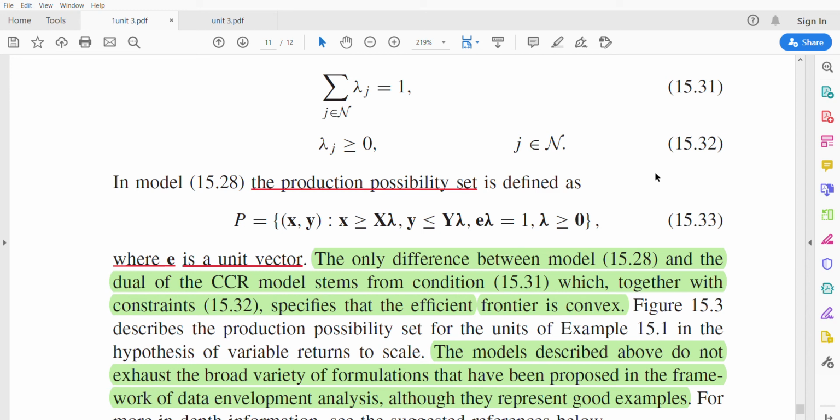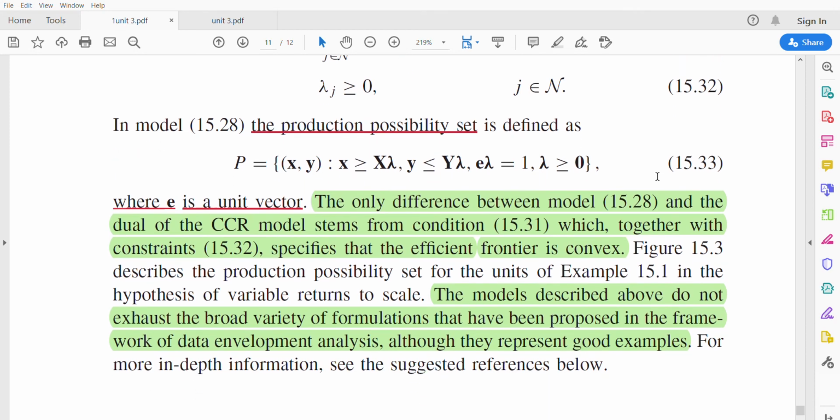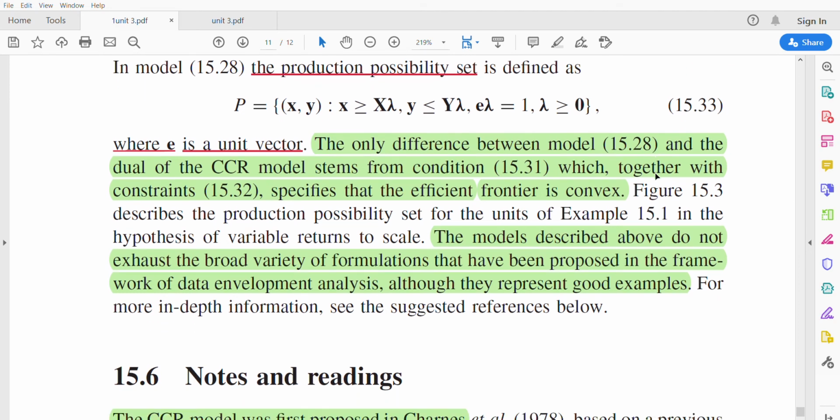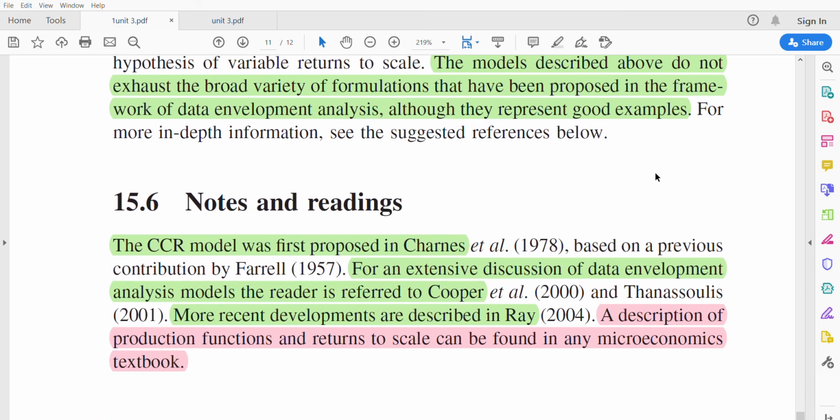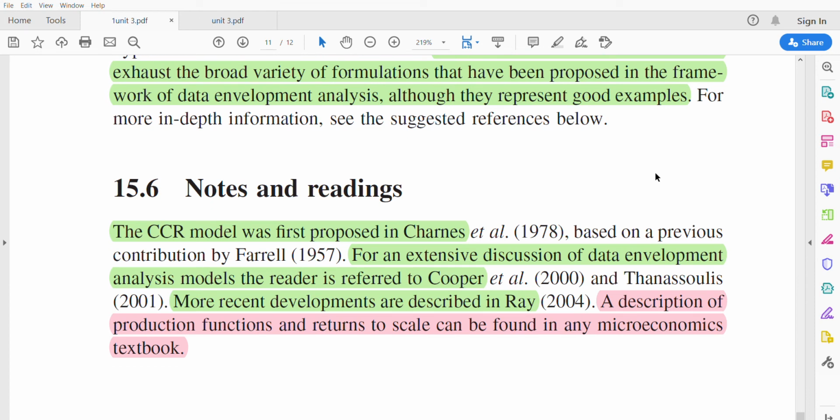The models described above do not exhaust the broad variety of formulations that have been proposed in the framework of data envelopment analysis, but they represent good examples of other models. To close this session, the CCR model was first proposed by Charnes in 1978. For an extensive discussion of data envelopment analysis models, the reader is referred to Cooper in 2000, and more recent developments are described in Ray.